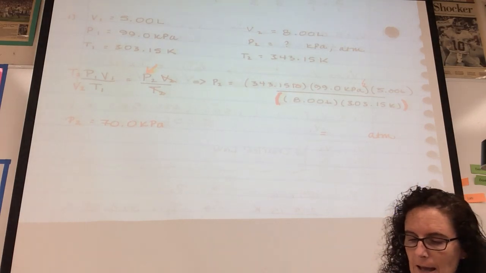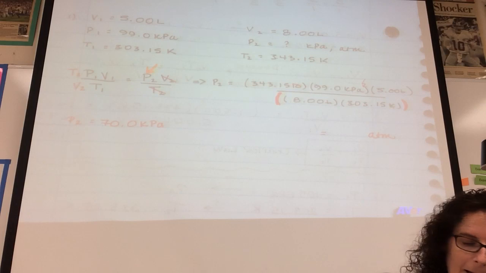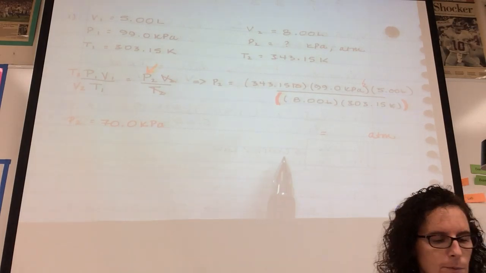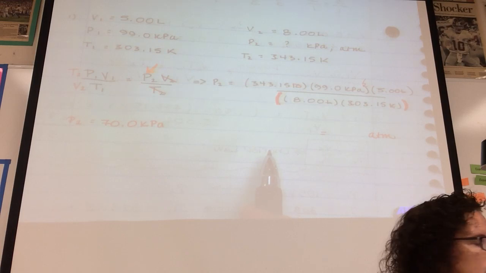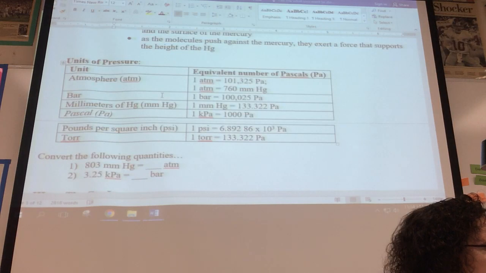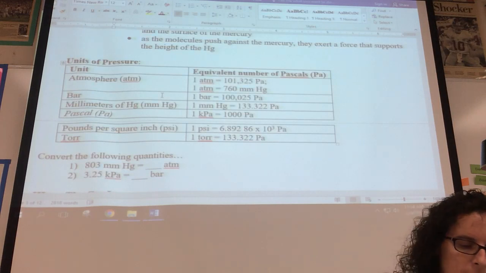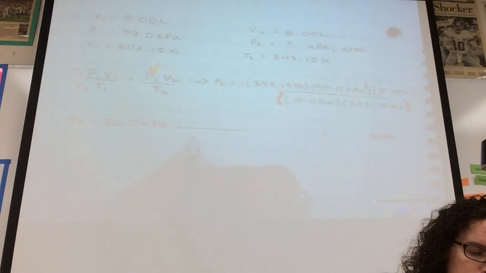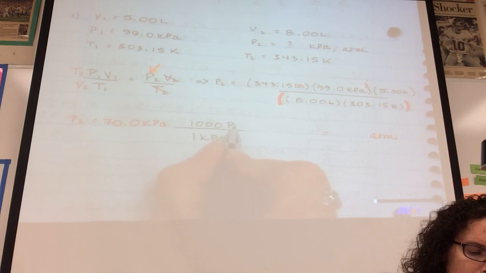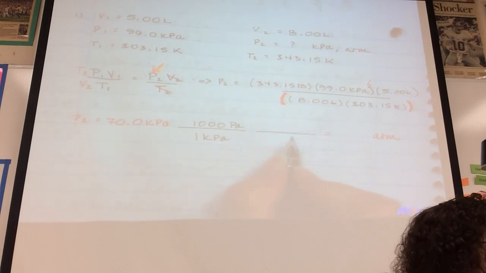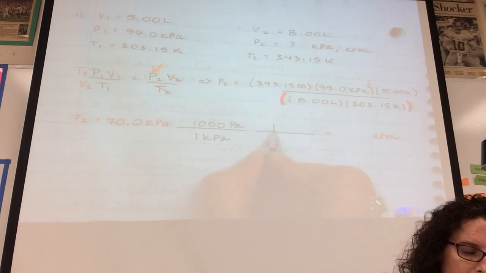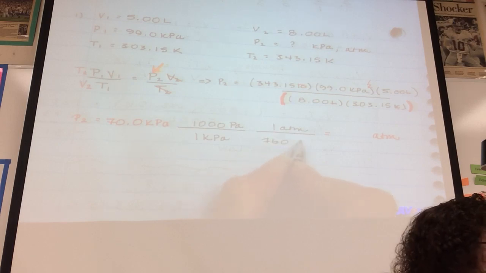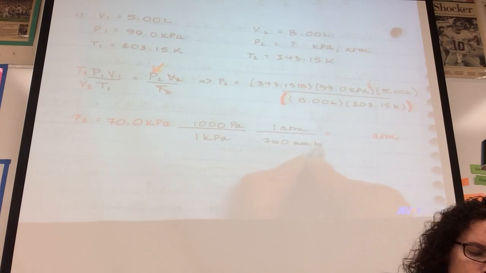And the other thing they did ask us to do was convert to atmospheres. And we talked about this the other day. I'm going to flip screens for a sec. We can go kPa to pascals and pascals to atmospheres. So what we've got here is 1 kPa is 1,000, or 10 to the third, pascals. And we've got 1 atmosphere is 760 millimeters of mercury.